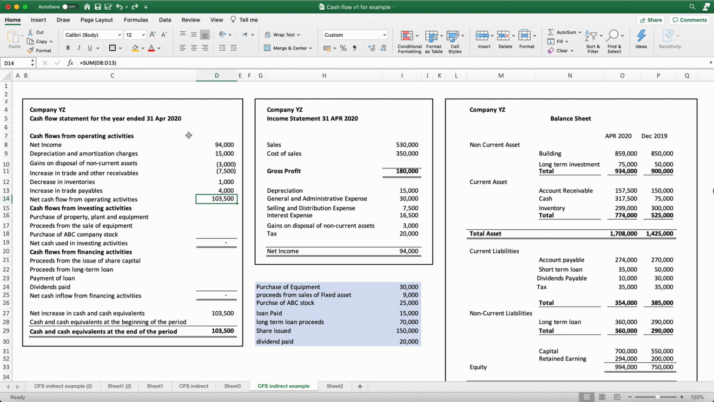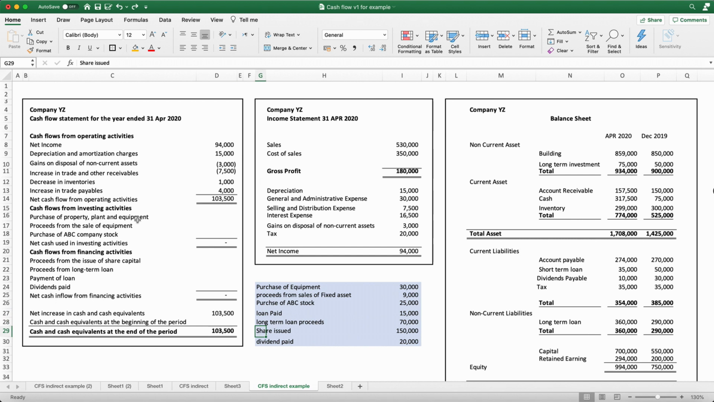We'll finish the rest of the cash flow statement and start filling in the data related to investing and financing activities. Let's go through the notes and see what they are exactly. We have purchase of equipment, proceeds from sales of fixed assets, and purchase of ABC stock. These three are going to be investing activities. Then we have loan paid, long-term loan proceeds, share issued, and dividend paid. These four are going to be cash flow from financing activities.